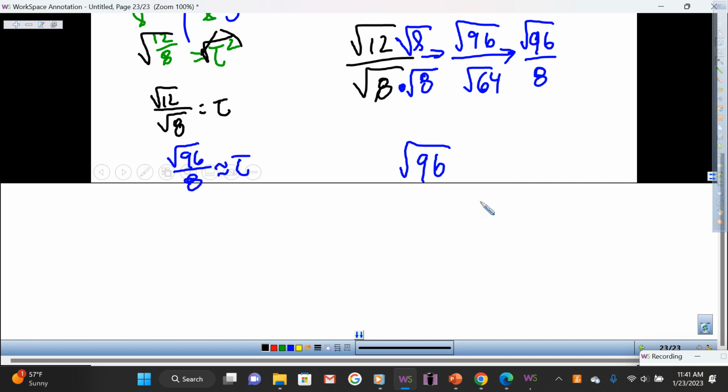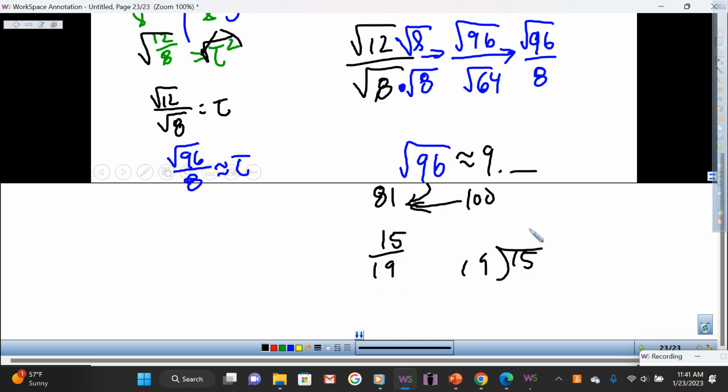Between what two numbers is that found? 81 and 100. So that means it's going to be approximately 9 point something. Subtract, that's 15. Subtract, that's 19. So 15 divided by 19 does not fit. Add a 0. Fits in there 7 times. 63, we got 6, 13. That's 17. So I'll leave it at 9.7.